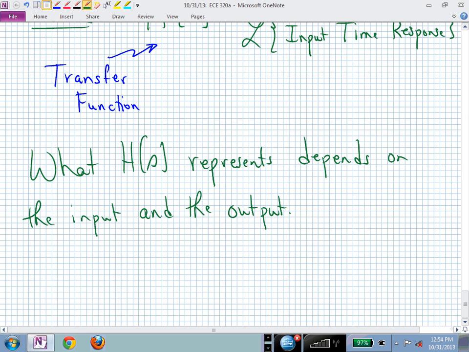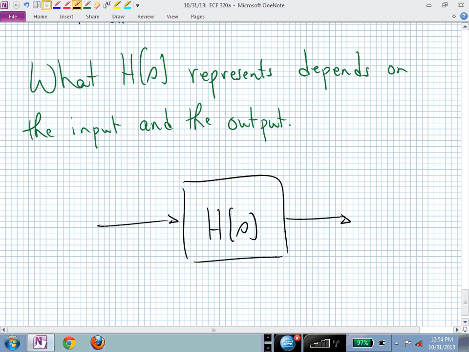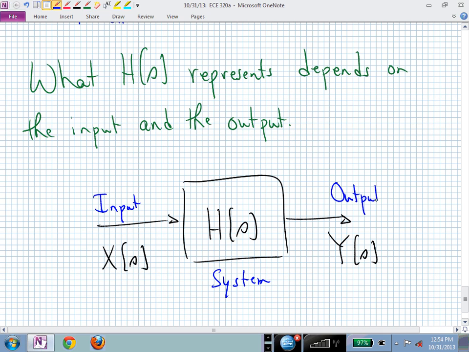And if you wanted a visual to keep track of, you could think of this block diagram. Here is your input, here is your output, and they are related by a product of H of S with X of S. Here is your system, here's your input, and there's your output.